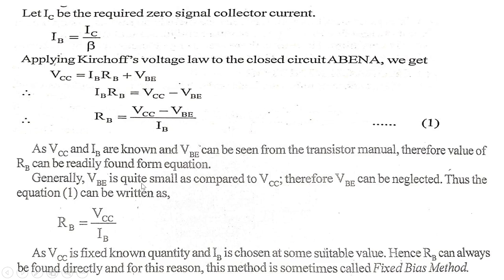Generally, VBE is quite small as compared to VCC. Therefore, VBE can be neglected. Thus, equation 1 can be written as RB equal to VCC upon IB. As VCC is a fixed known quantity and IB is chosen at some suitable value, RB can always be found directly, and for this reason this method is sometimes called the fixed bias method.